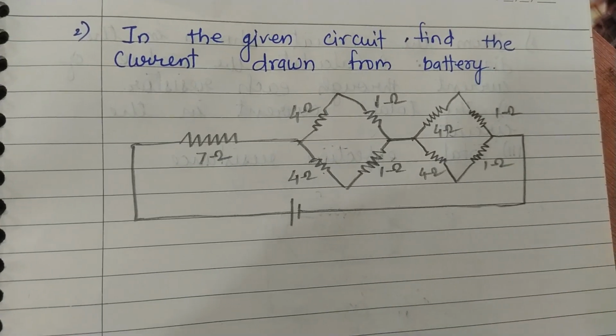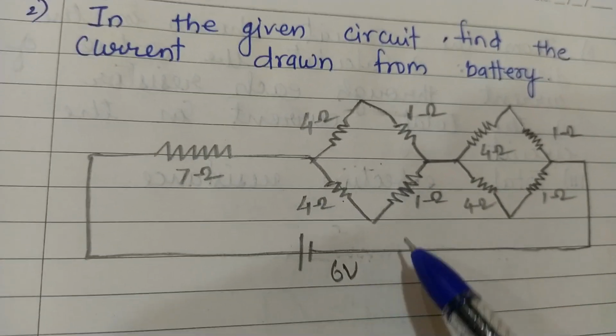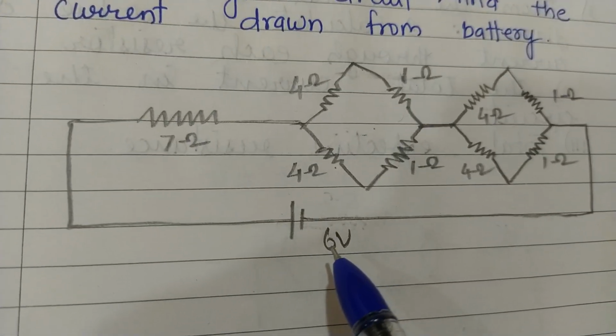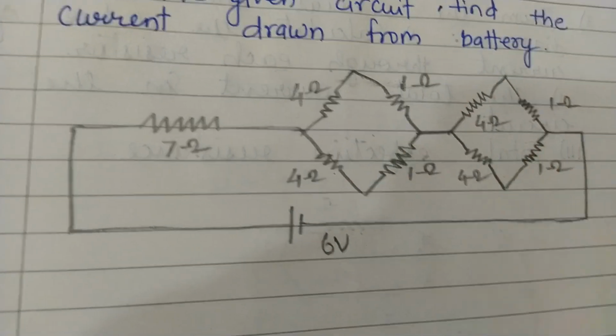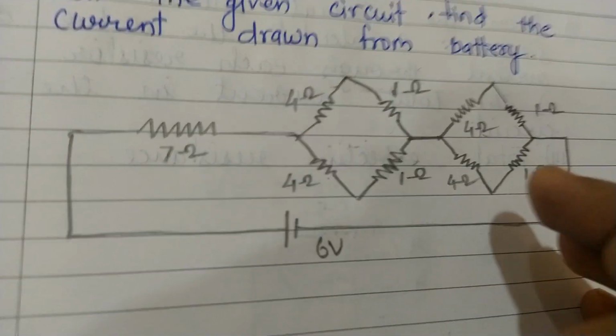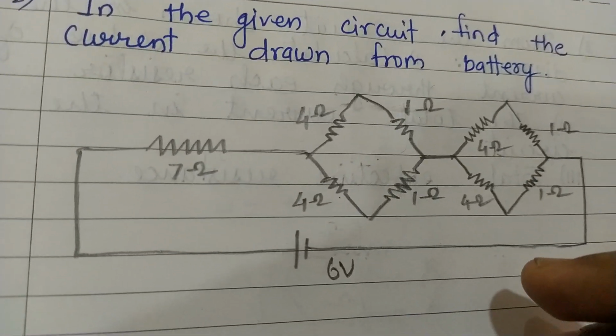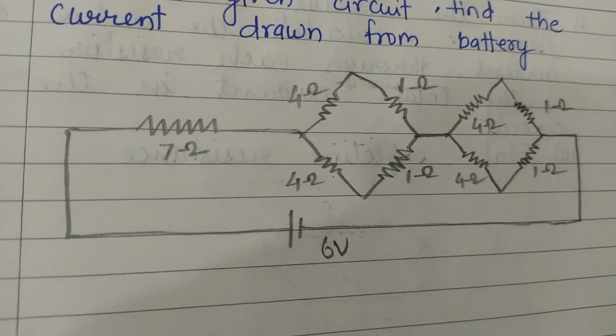Okay, here in this diagram, we can see that there is a battery of 6 volt and various resistors connected in different modes. Children, when we start the solution, every time first try to simplify the diagram. When you simplify the diagram, it will become easy for you to solve it.